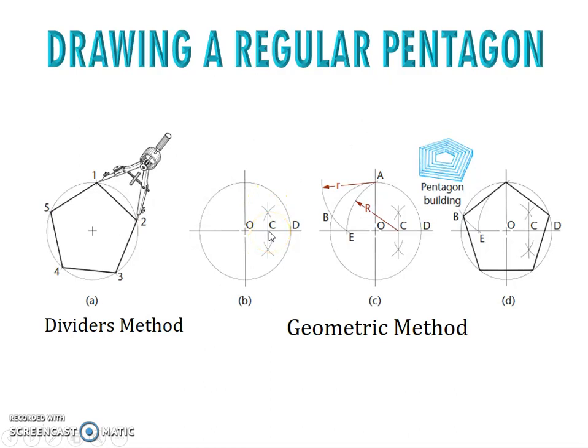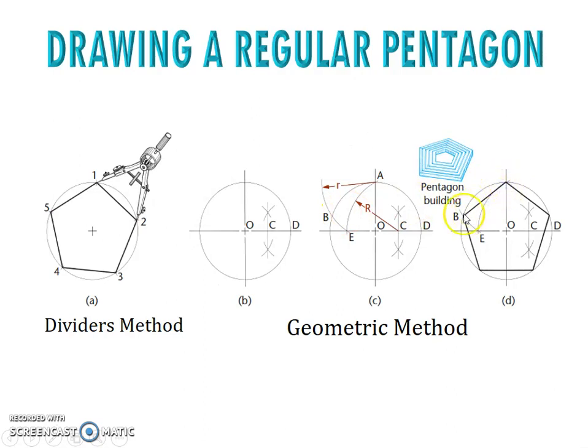You put the compass on C to A, then you create another arc over here. The radius is the distance from C to A. You will construct this and you will get point E. Then from point E, you put the compass on A to E, and you construct another arc that intersects the circle, which is point B. From here you get the distance A to B, which is one side of the pentagon.